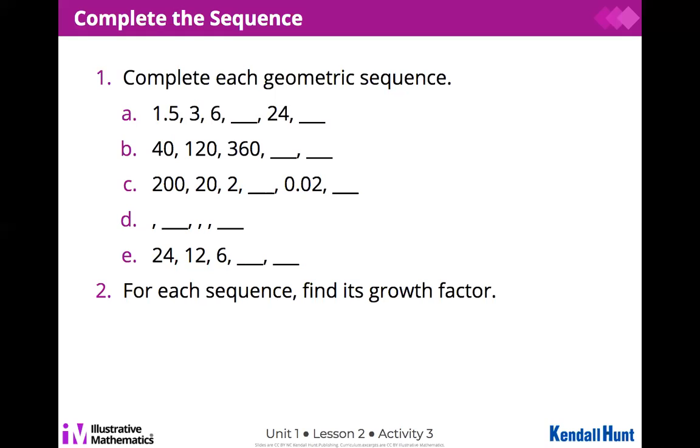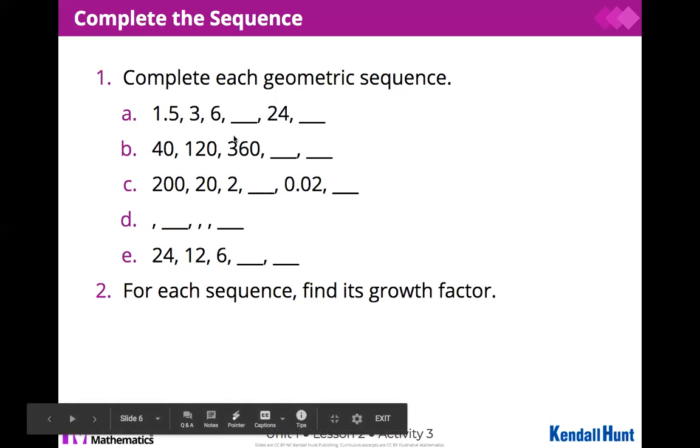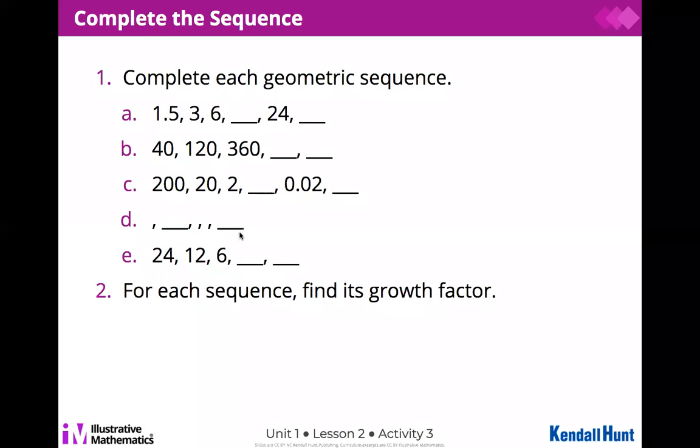All right. So what I want you guys to do is take a look at these. I'll give you a couple minutes, 2 minutes to work on A through E. And what I want you to do is figure out what should go in these blanks. Don't worry about D. For some reason, that one didn't come through. But go ahead, give A, B, C, and E a try. Try and figure out what those blanks are going to be.